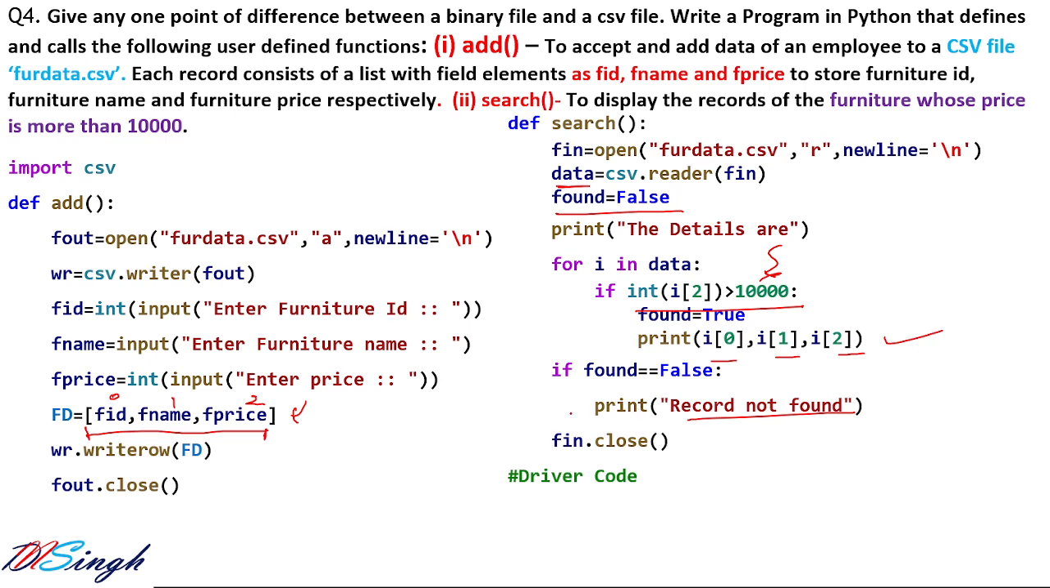Your doubt may be why we are not going for the else part. It is because we have already checked and printed those records which are greater than 10,000. If found remains false, what does it mean? No record has been printed. That's why we print a valid answer to the user that no record has been found which has a price greater than 10,000.